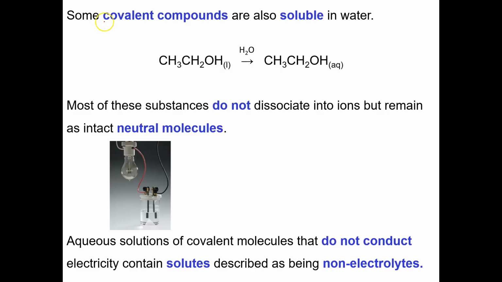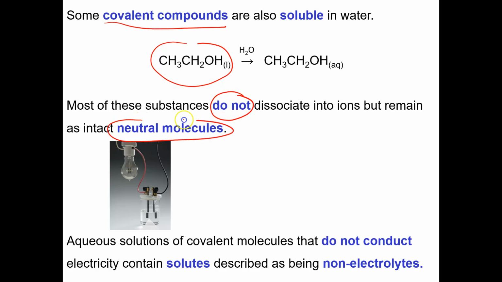Now, not all, but many covalent compounds are also soluble in water. A good example of this is ethanol. Ethanol is the kind of alcohol that gets you drunk, and it's commonly sold as an aqueous solution. Most covalent compounds do not dissociate into ions when they're dissolved in water, but rather remain as intact neutral molecules. And for this reason, we'll find that for most covalent compounds, their aqueous solutions are non-electrolytes and do not conduct electricity.